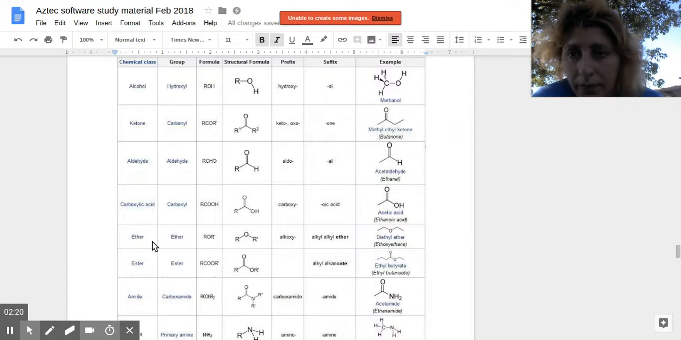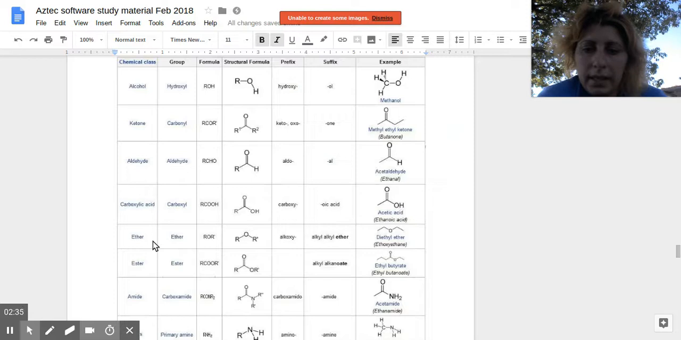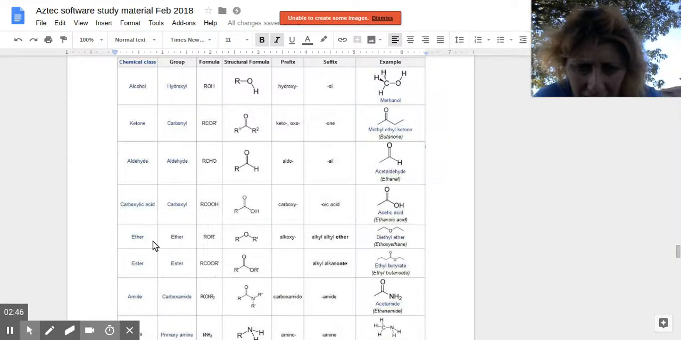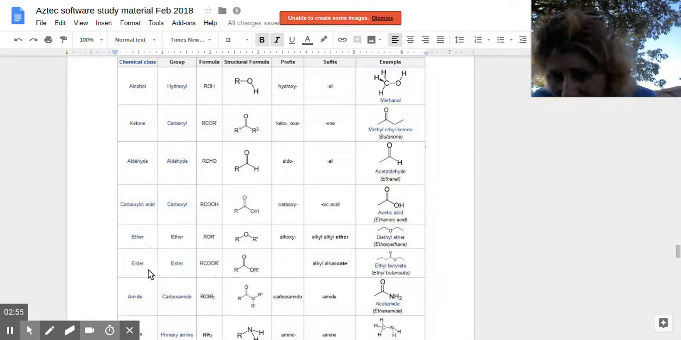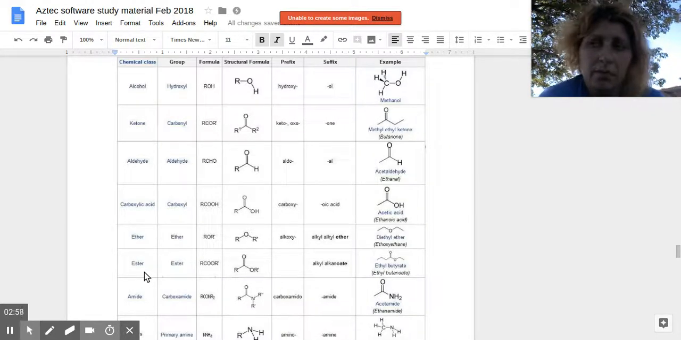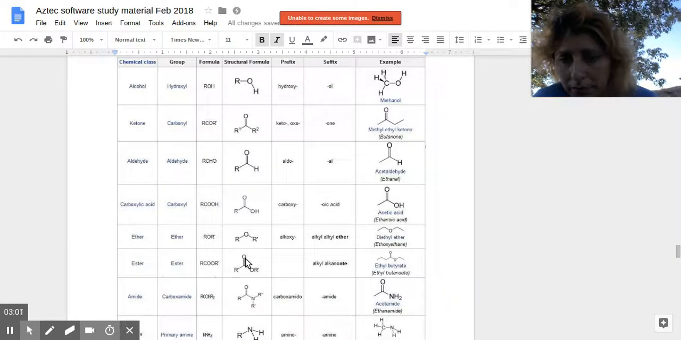And then ether chemical class or group is ROR. So you have 2 R groups on either side, singly bound to an oxygen in the middle. And then alkoxy can be used as a prefix, or alkyl. An example, diethyl ether. So you have an oxygen, and then on either side you have 2 carbons, so you have 4 carbons total in that molecule.